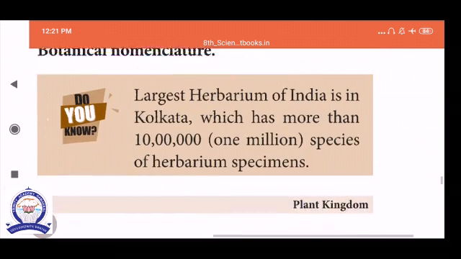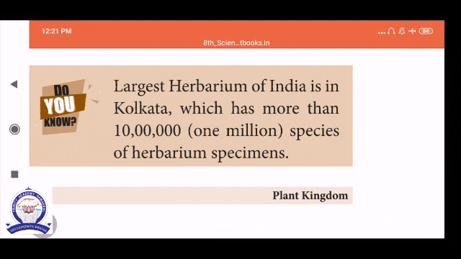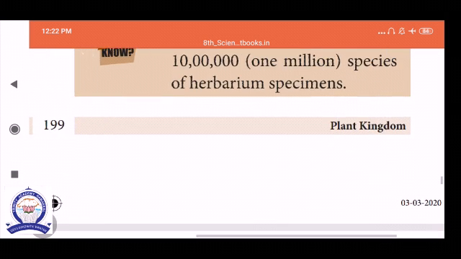Do you know, the largest herbarium of India is in Kolkata, which has more than 1 million pieces of herbarium specimens. How many? Around 1 million herbarium specimens preserved and stored in the Kolkata Botanical Garden. This is the largest herbarium in India. Asking a 1 mark question.